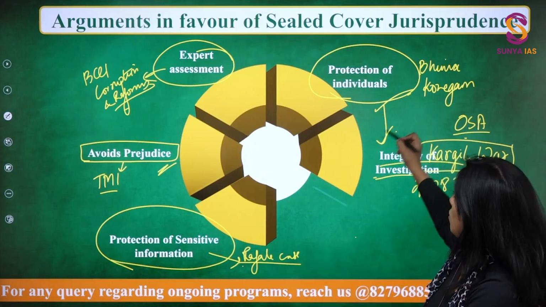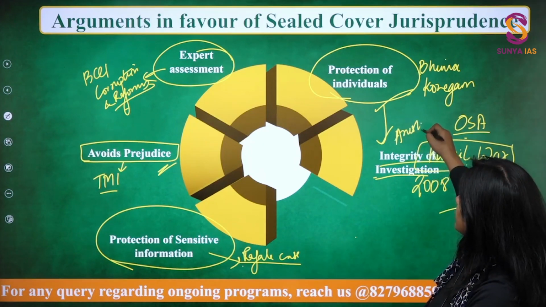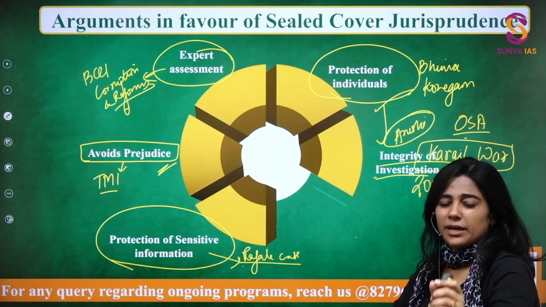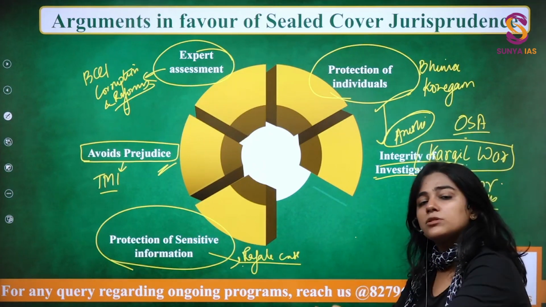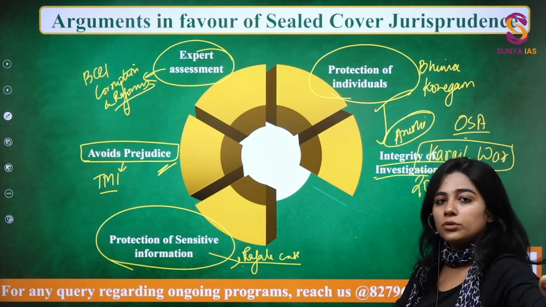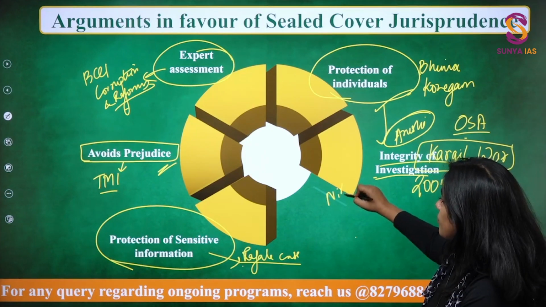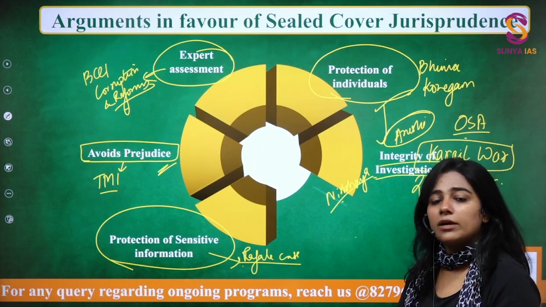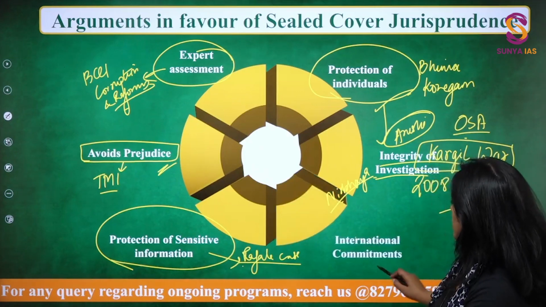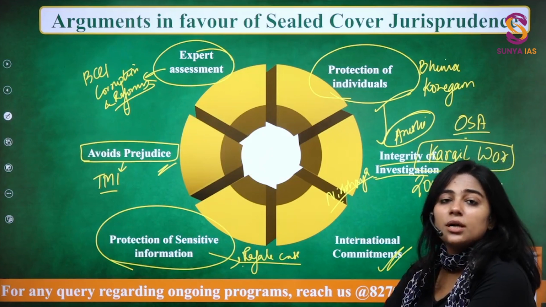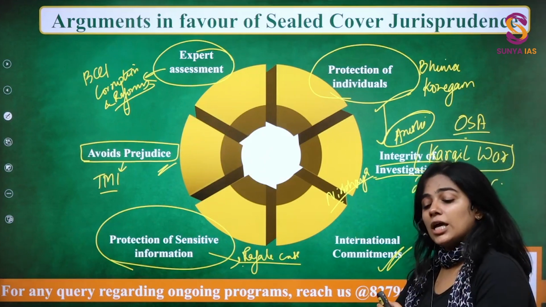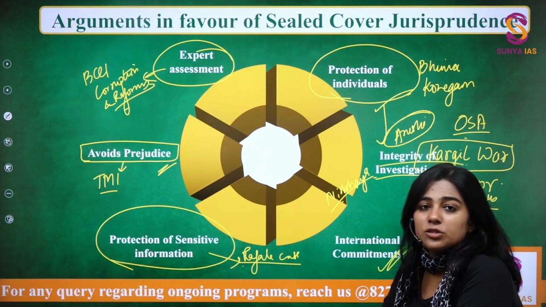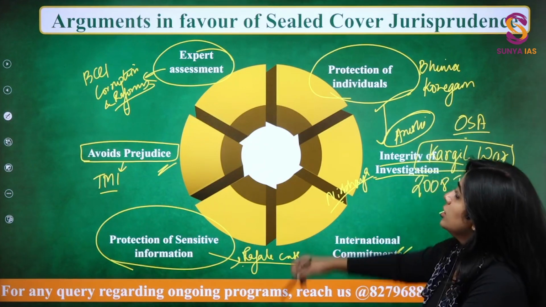We saw how during the Arushi Talwar murder case, every small step that was being taken was being mass reported. Similarly with the Nirbhaya case also, right? So information is accessible to everyone, so we need to keep it down. And there can be some international commitments as well, which make us stop the sharing of sensitive information publicly. Okay. So these are some arguments.